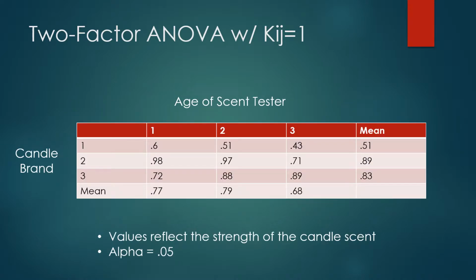I set up a table for us today with a basic problem. We're going to be comparing the candle brand to the age of the scent tester, which will give us a result of the strength of the candles that we have. You can see the different values set up. The larger the numbers that we have, the stronger the candles are going to be. At the bottom, you can see I have alpha equal to 0.05. This is going to be useful for later. Remember that.